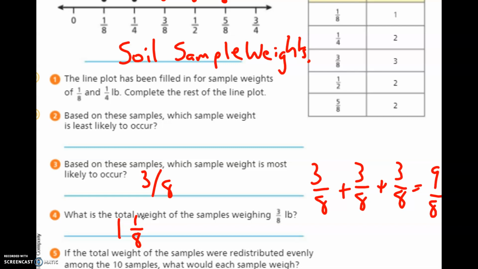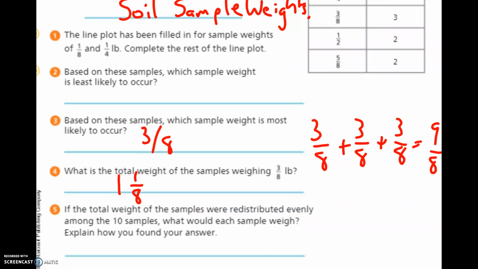All right. They gave us a really challenging question for number 5. If the total weight of the samples were redistributed evenly among the 10 samples, what would each sample weigh? Explain how you found your answer. What are they really asking us there? We're going to redistribute it so it's even among the 10 samples. Each of those 10 samples weighs the same amount. How would we find that out? Think about that for a moment.